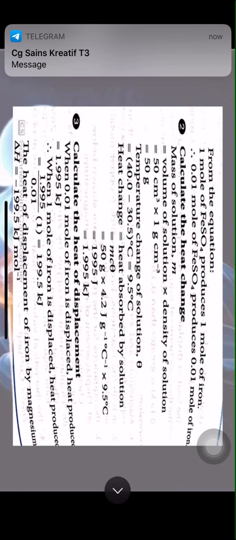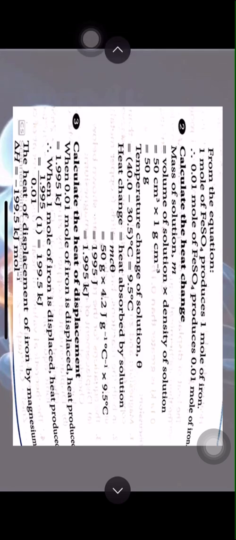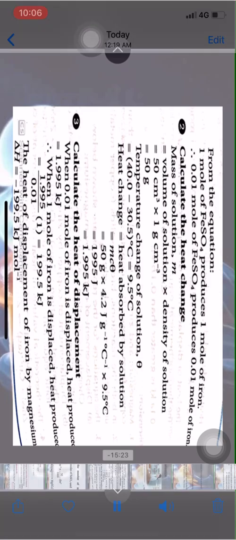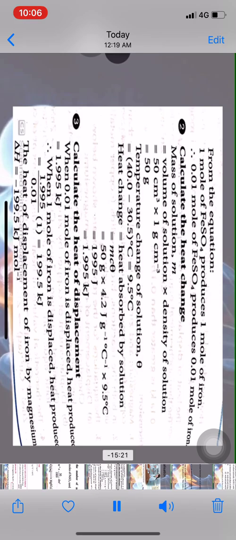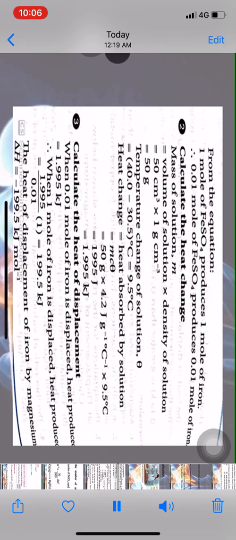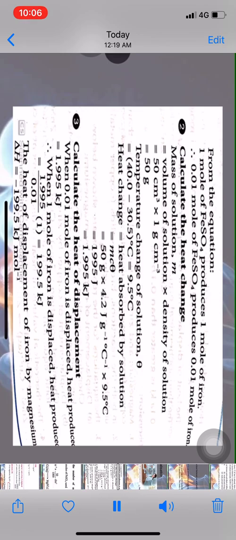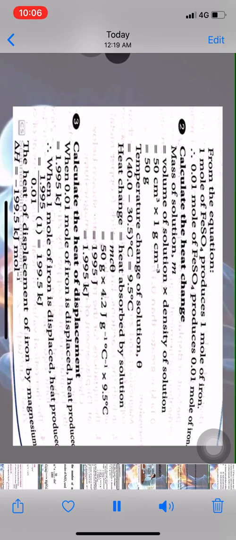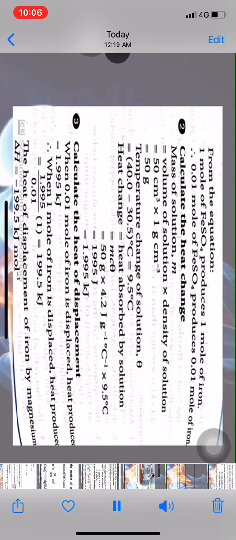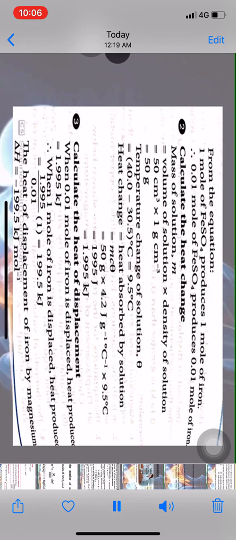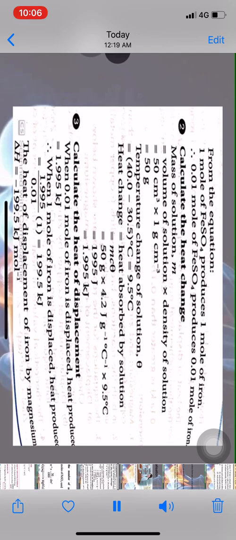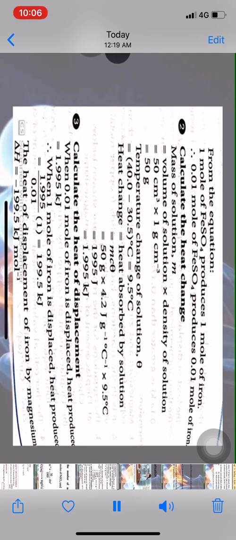After that, the last one is the heat of displacement. You just divide it by 0.01. So you will get 199.5 kJ. For the heat of displacement of iron by magnesium, you must write the sentence. Class, don't forget to write down the heat of displacement of iron by magnesium: delta H equals negative 199.5 kJ mol^-1.